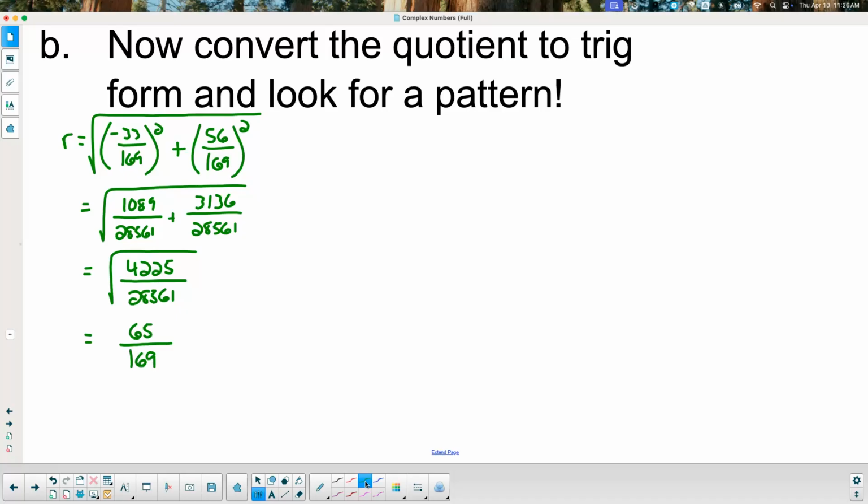Yes? Do I like the fraction 65 over 169? Answer is always no, because what can they both be divided by? 13. Yep. So R here is 5 over 13. Yes? Okay.